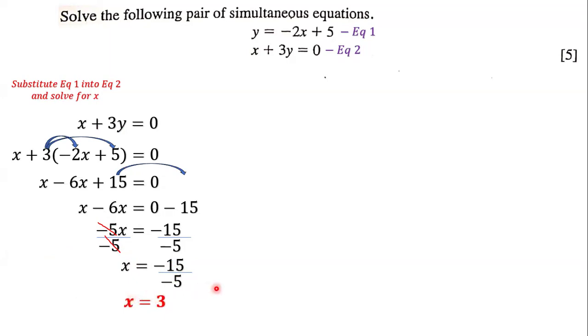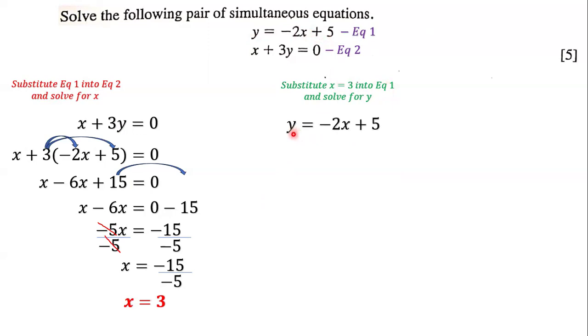Now we know what the value of x is. Now we're going to substitute x is equal to 3 into equation 1 and solve for y. Again, we know what x is. X is equal to 3, and we're going to take that and put it into equation 1 and then solve for y.